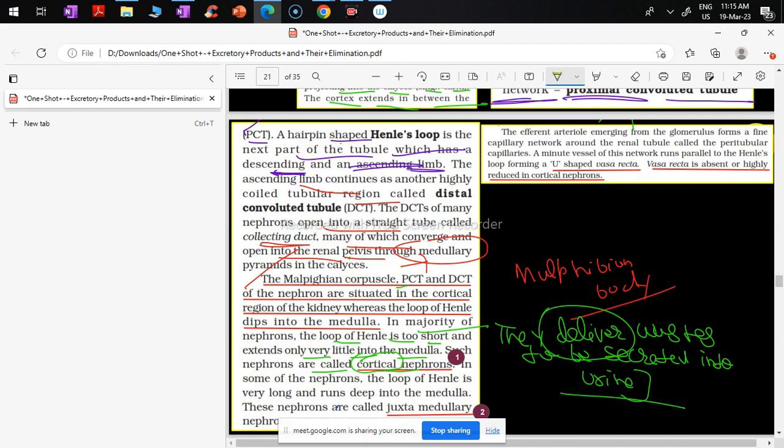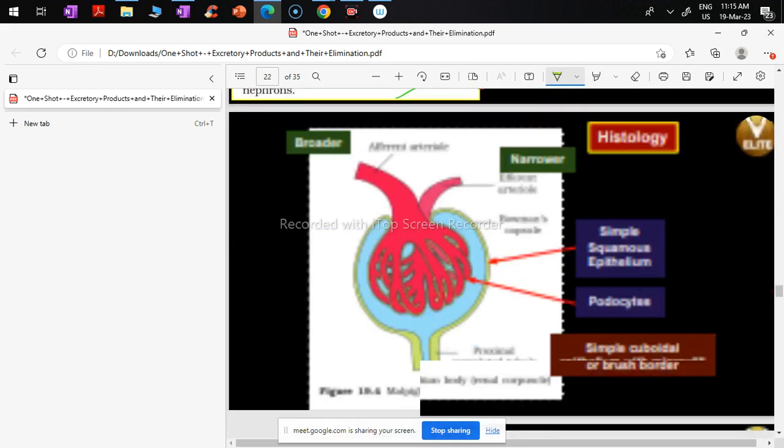So vasa recta is absent or highly reduced in the cortical nephrons. Important. It is either absent or highly reduced in the case of cortical nephrons.